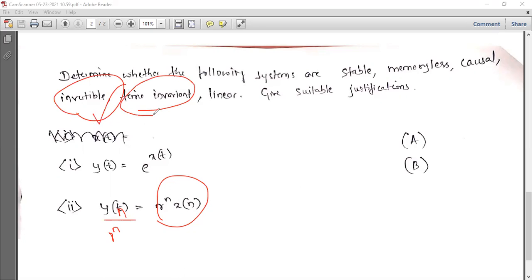Time invariant or time variant? R to the power n. This is time variant. You can see here, time variant. As I told you, if there is any n present other than x of n, any t present other than x of t, such systems are going to be time variant. So this is time variant.